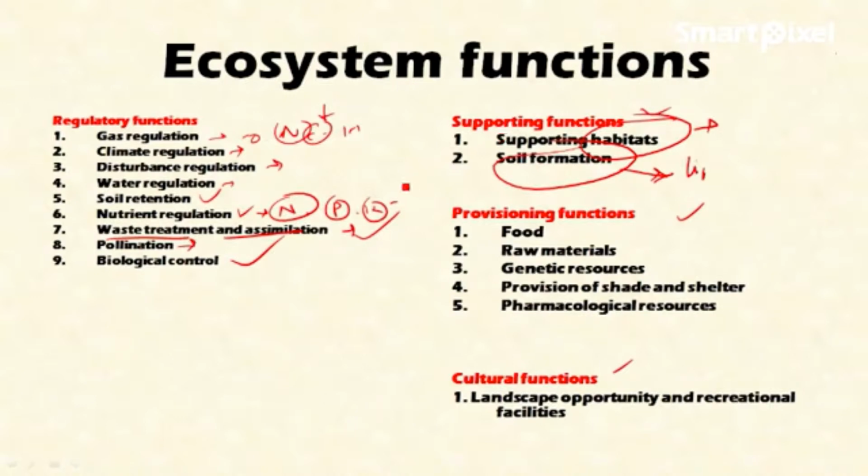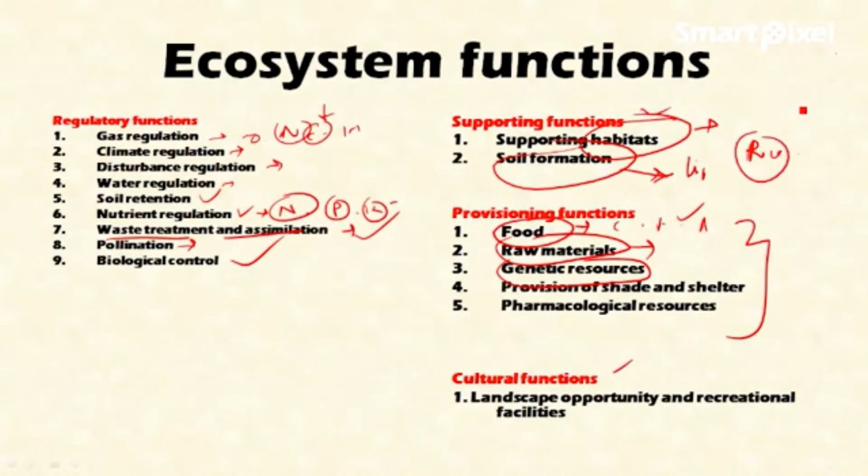Then the provisioning function: the ecosystem also provides various services. These include food, in the form of cereals, fruits, vegetables, and animal food sources. And raw materials for various industries from both the terrestrial and aquatic ecosystems. And genetic resources. Mind it, what we are eating today is obtained from the forests. For example, cereals like rice and wheat are all wild varieties which were domesticated by man.